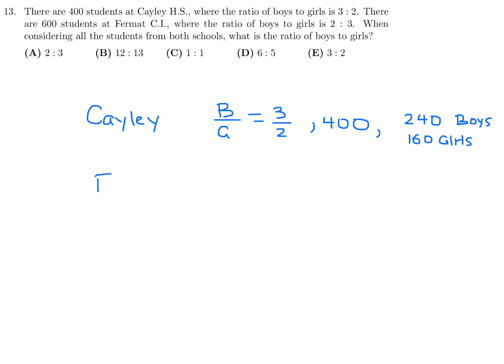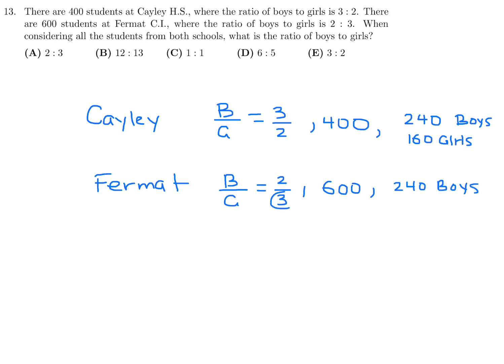Now we talk about Fermat Collegiate Institute, and they have a ratio of boys to girls of 2 to 3. And their number of students is 600. So in a very similar way, 2 plus 3 is 5. Divide 600 by 5, and you get 120. Then you multiply by 2, and 120 times 2 is 240 boys, and 120 times 3 is 360 girls. So that is the number of boys and girls at Fermat.